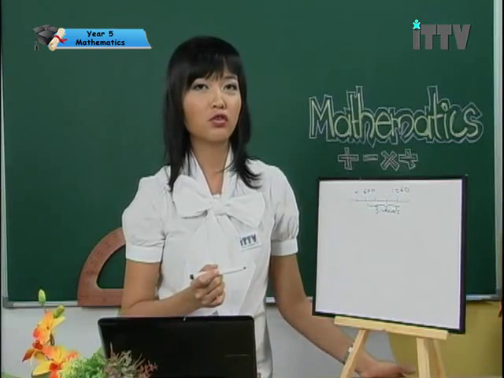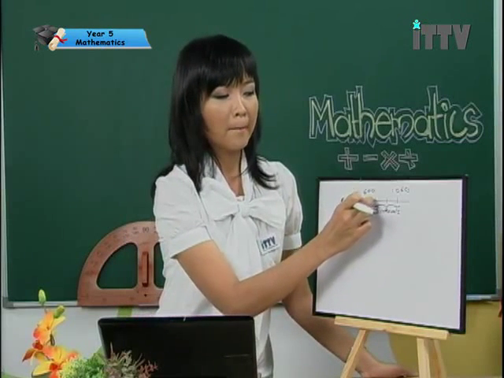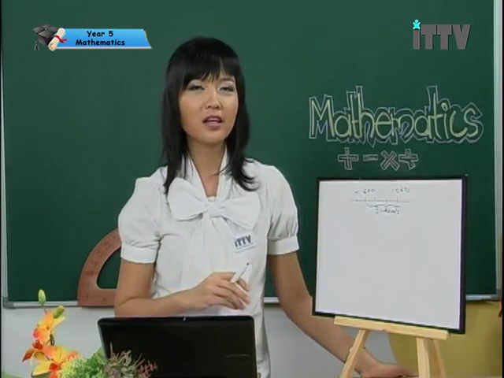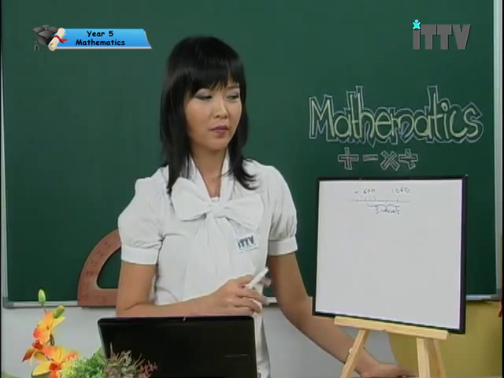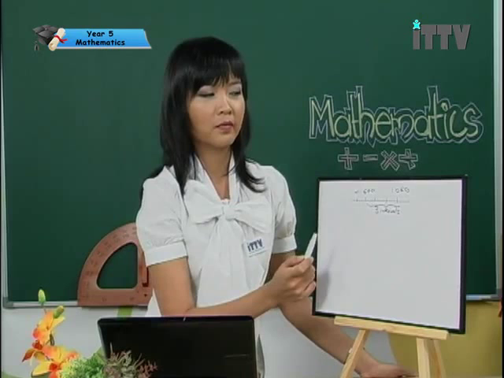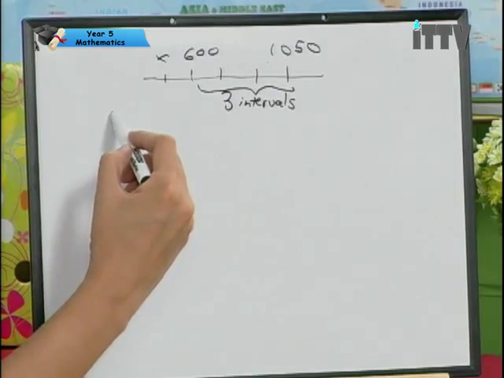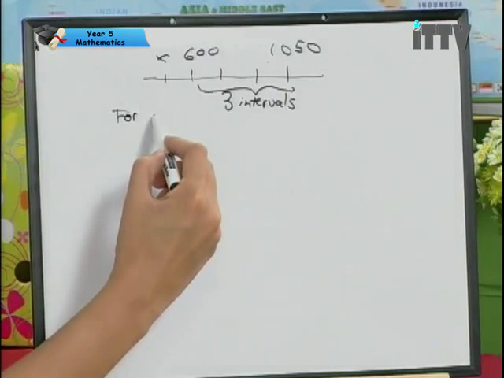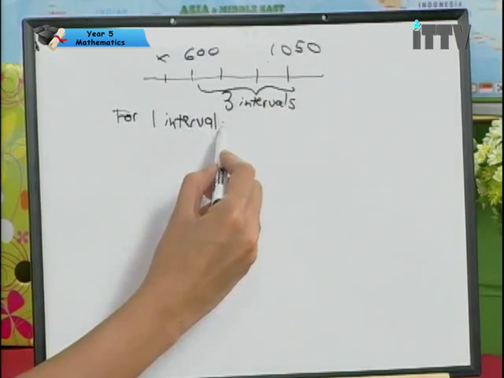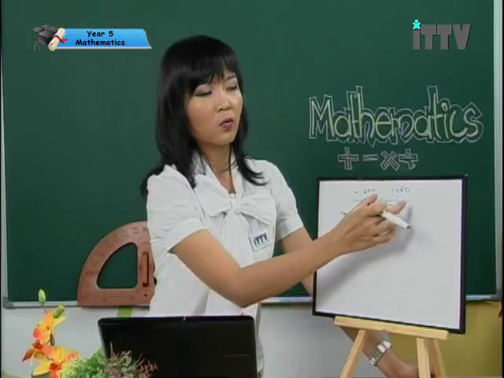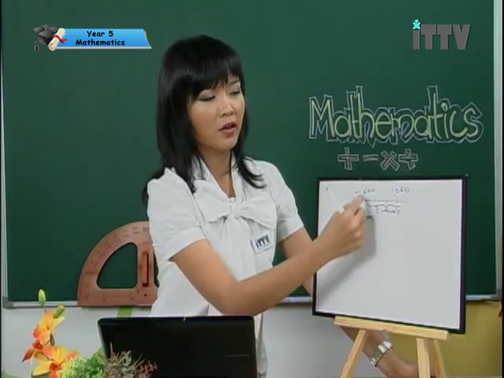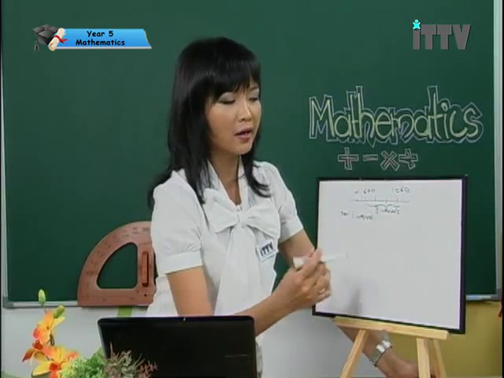Now, I would like to know how big is each interval. So, can you suggest to me the operations that I should use? How can I find one interval? So to get one interval, I will take 1050 minus 600. That should give me the total for the 3 intervals, right?